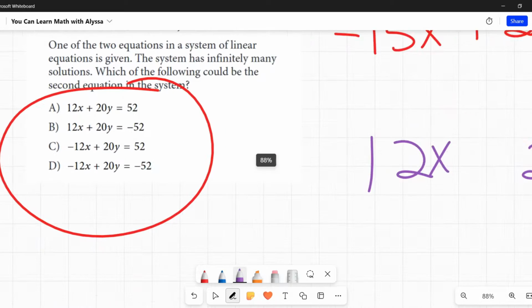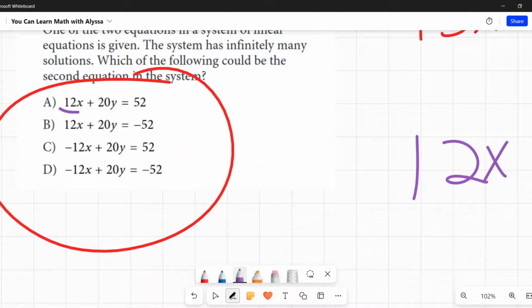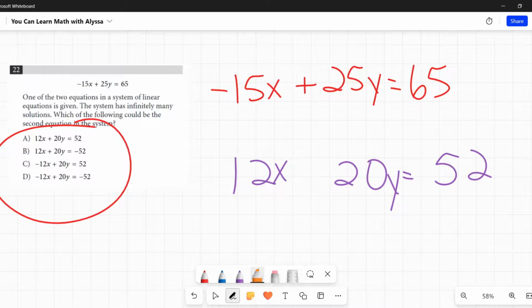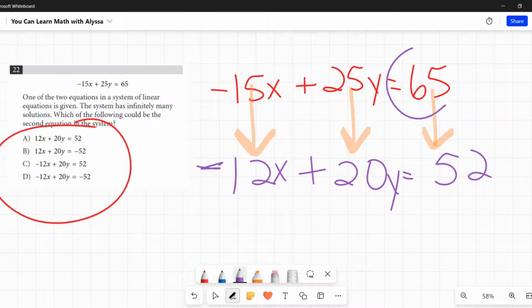So look what's going on here. Here we got positive, positive, positive, and positive, positive, negative, negative, positive, positive, negative, positive, negative. That's the only difference. The numbers are the same, so I don't have to worry about the numbers. They've taken that part of the equation out of it. So now I just have to make sure that the signs would match. Negative 15x, so that needs to be a negative. Positive 25, that needs to be a positive. Positive 65, so that needs to be a positive. Negative 12x plus 20y equals 52, and that is C.